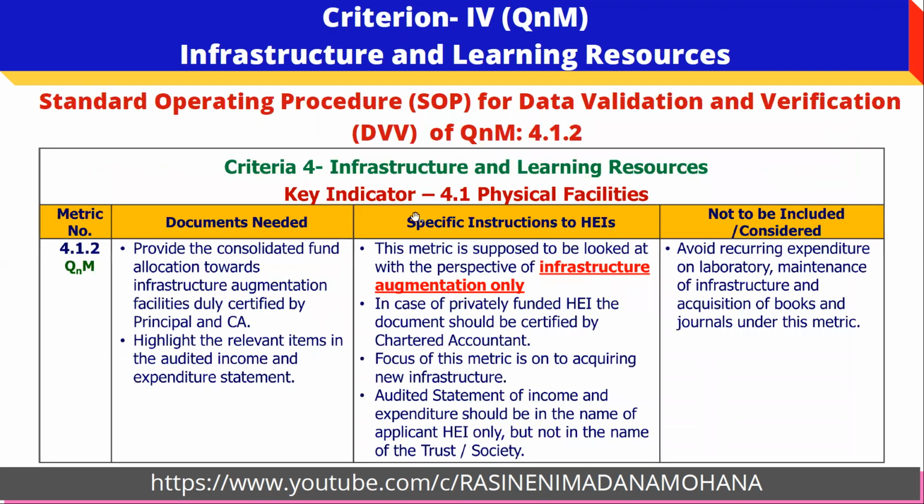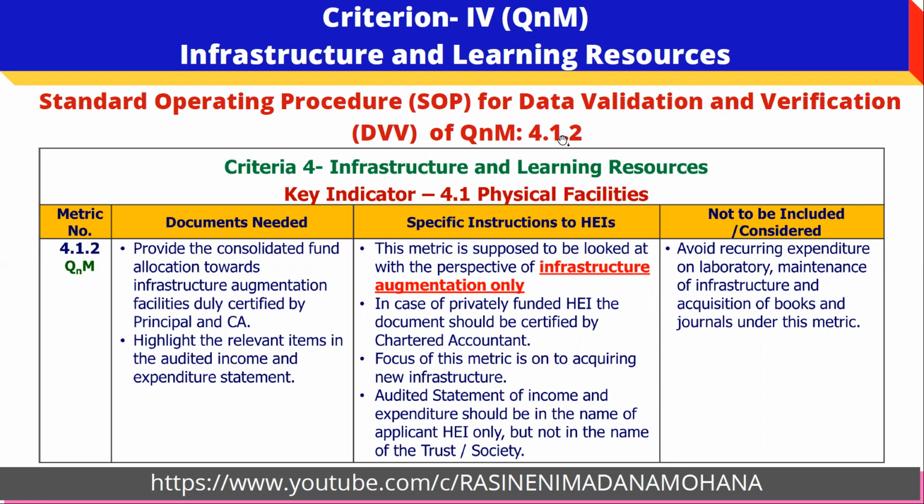Now let us see what documents are required as per the standard operating procedure for this quantitative metric 4.1.2. All quantitative metrics are evaluated by DVV, data validation and verification, through online mode. 70% of the NAAC evaluation is related to quantitative metrics, which are evaluated by DVV through online mode only. The remaining 30% weightage is related to qualitative metrics, which are evaluated by the visiting peer team on the campus.